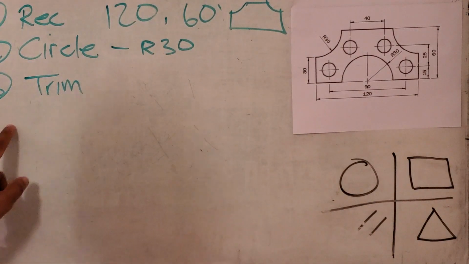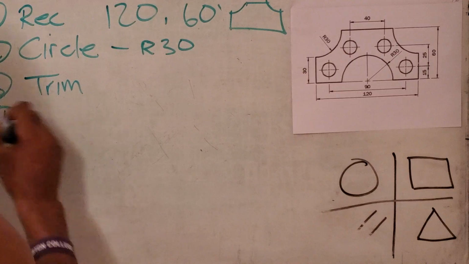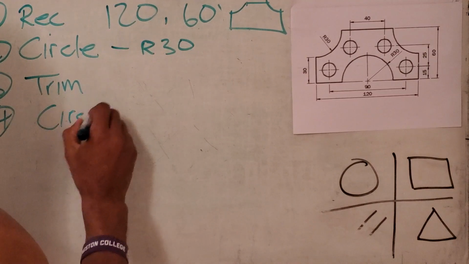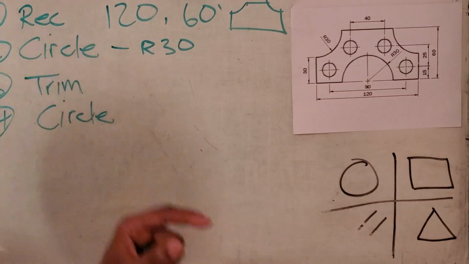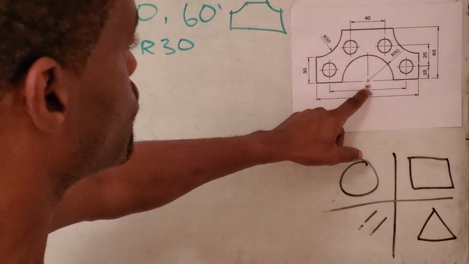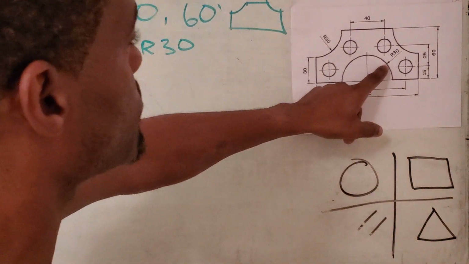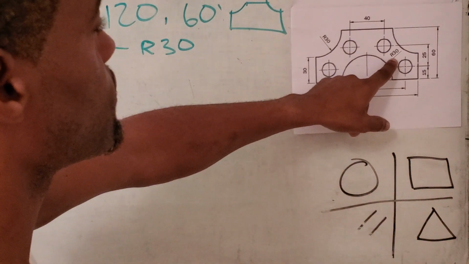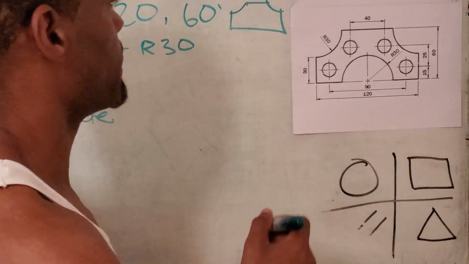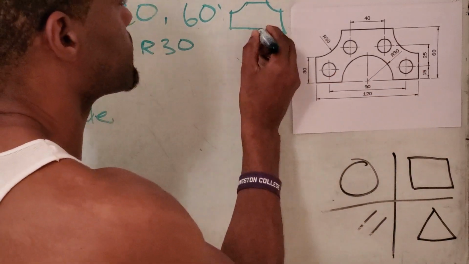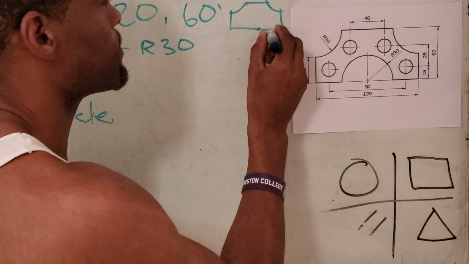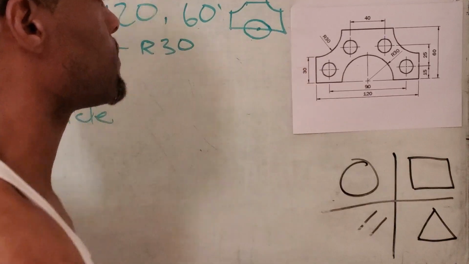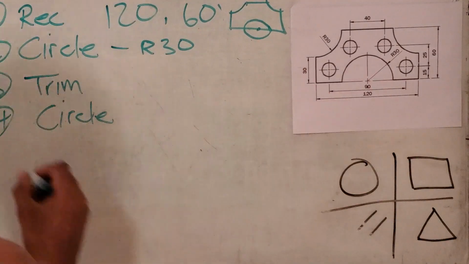Well, next step, fourth step, is circle. We draw a circle of radius 30. So we engage circle, then click here, radius 30.